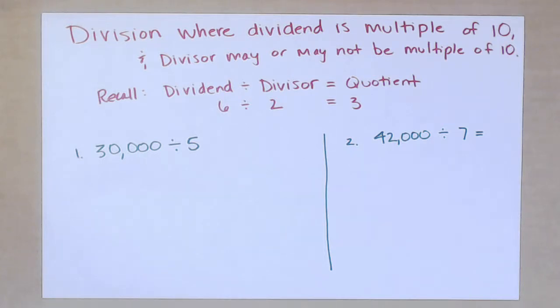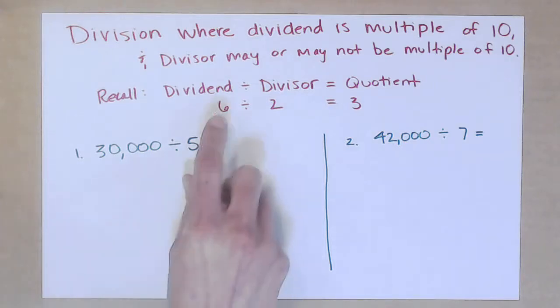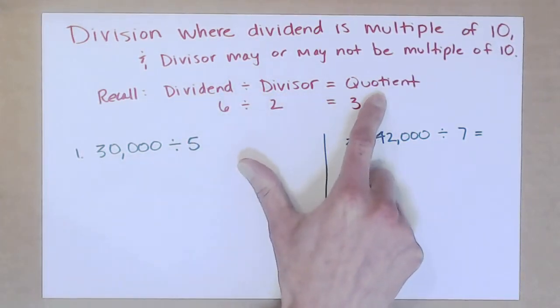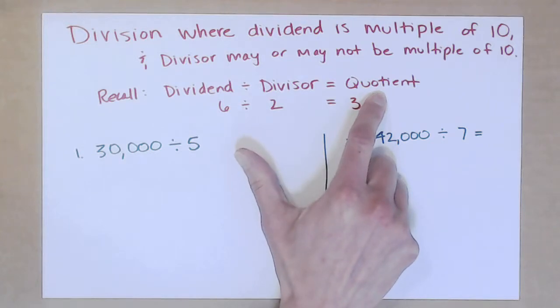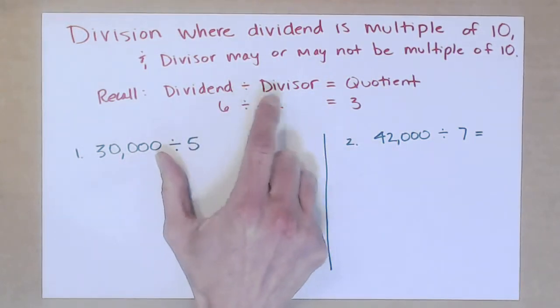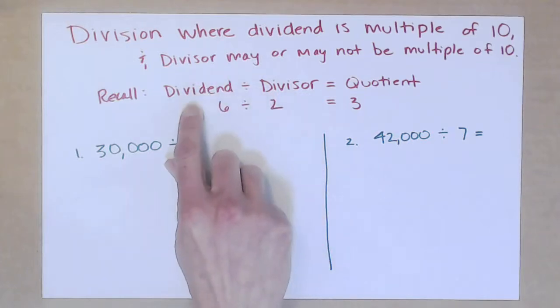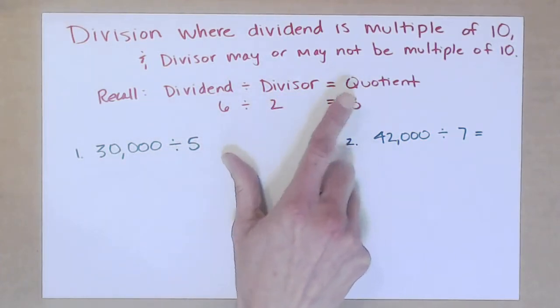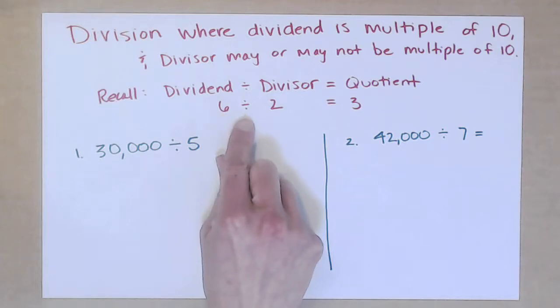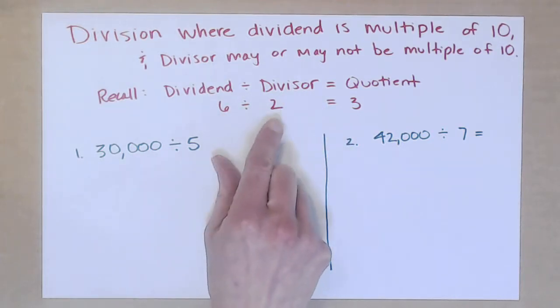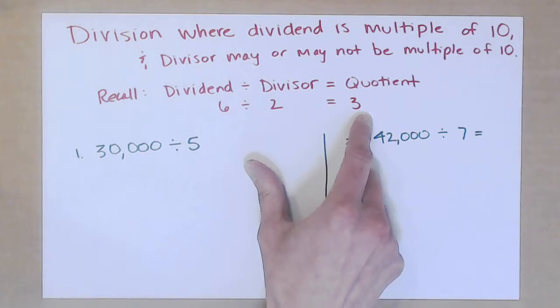This sprint, we're going to be practicing dividing a number by another number where the dividend is a multiple of 10 and the divisor may or may not be a multiple of 10. So let's just recall some terminology here. A number divided by another number gives you the answer, which is called the quotient. So the first number is called the dividend, the second number is called the divisor. So a dividend divided by a divisor is a quotient. In this very simple example, 6 divided by 2 is 3. 6 is the dividend, 2 is the divisor, 3 is the quotient.